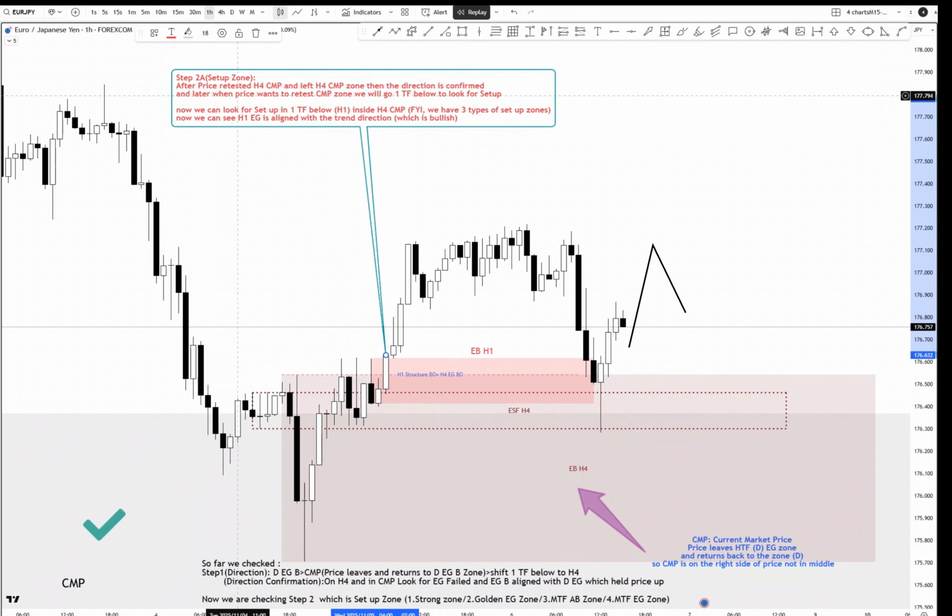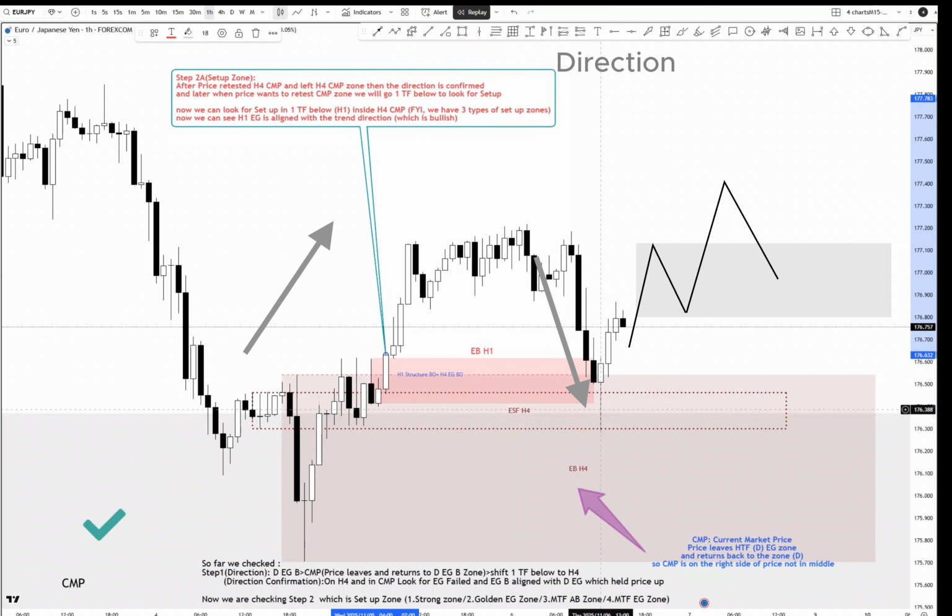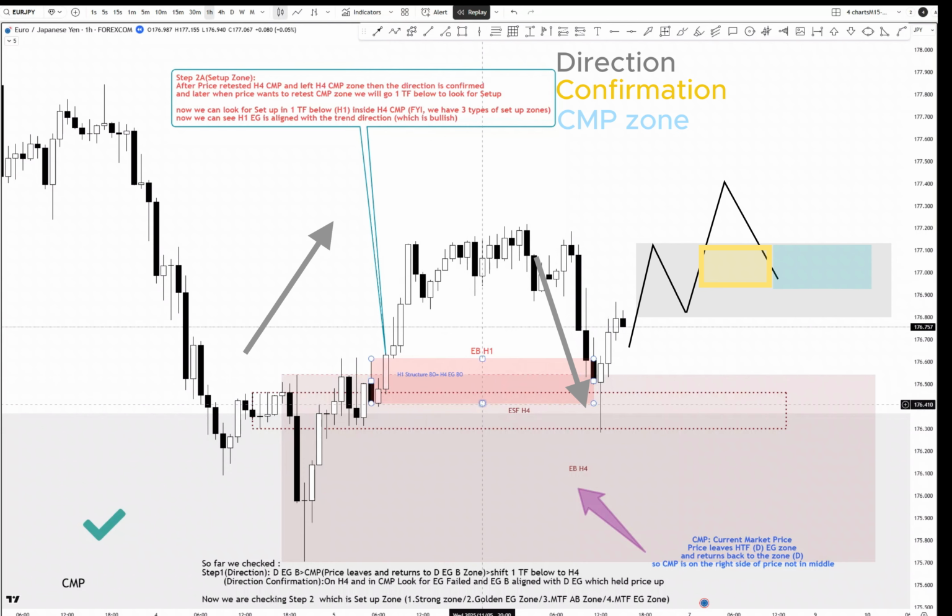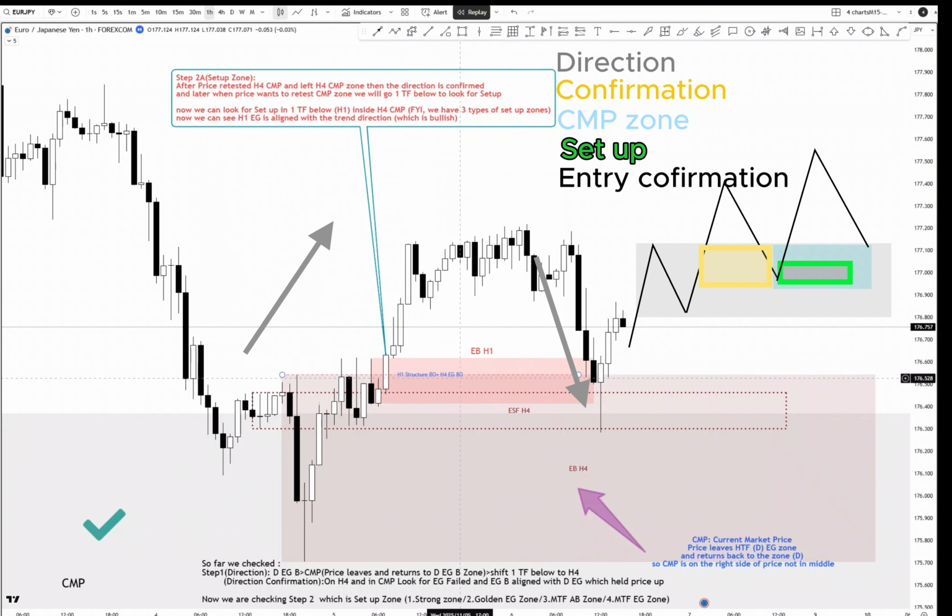After the direction, later when price wants to retest CMP again, in the lower time frame, which is H1, that we're currently on H1, okay? So what are we looking for? We're looking for setup. Exactly like direction, we are going to confirm direction later. So now we're looking for setup on one time frame below, which is H1, inside H4. So now we're gonna look to see if this setup is a valid setup or not.